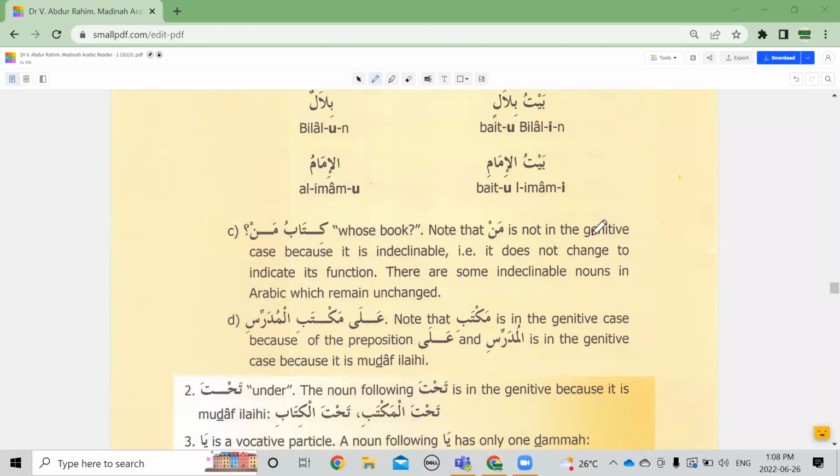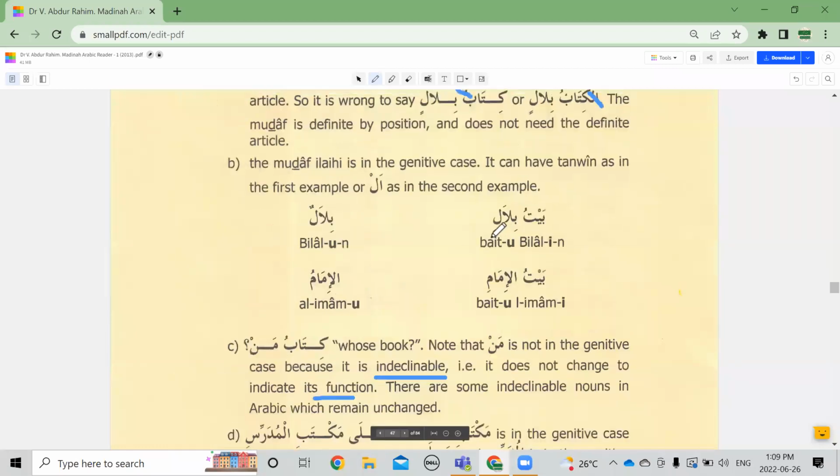Okay. So man is not in the genitive case because it is indeclinable, which means that it is in Arabic mabni, or you can think of it as it is stuck. It will always be man, even if it is majroor, marfu, or mansoob, whichever state it's in, it will always be man. It cannot be mana or manu or mani, right? That's why it's mabni or indeclinable. It does not change to indicate its function. You can't see it, right? When you look at it, you can't tell.